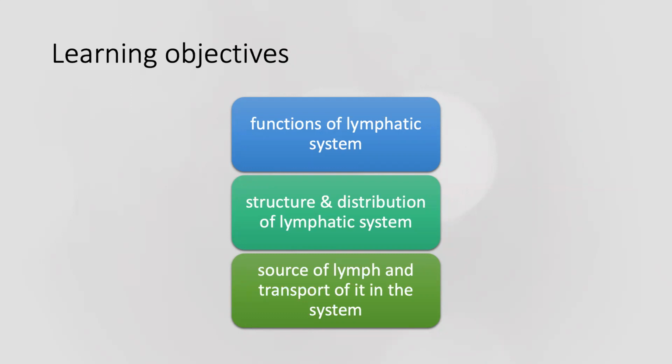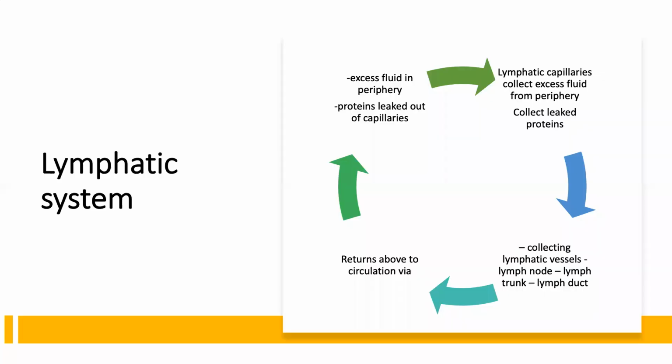And where do we get lymph, and how is it transported in the system? So the lymphatic system involves vessels and lymph nodes. Let's start: where do we get lymph for the lymphatic system to carry?